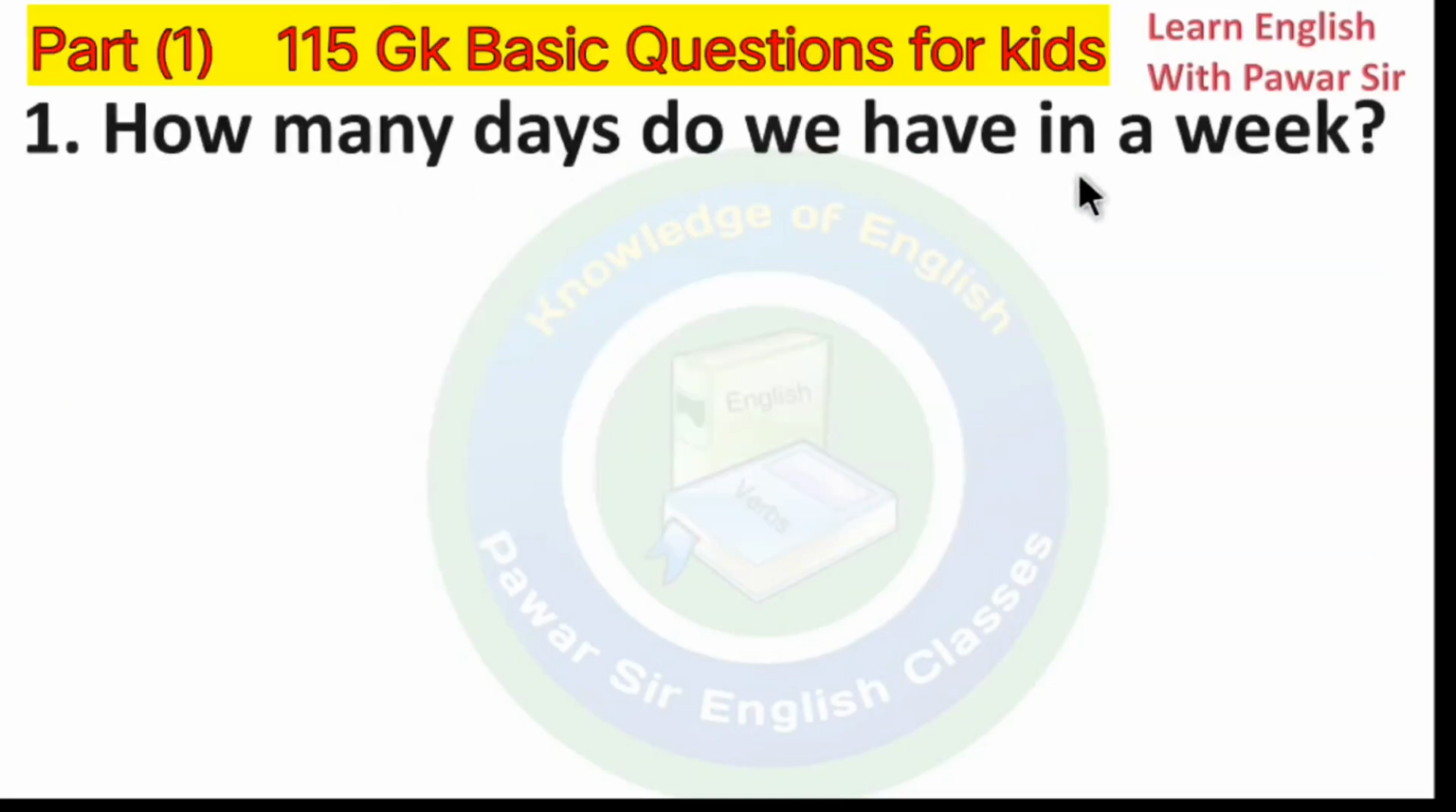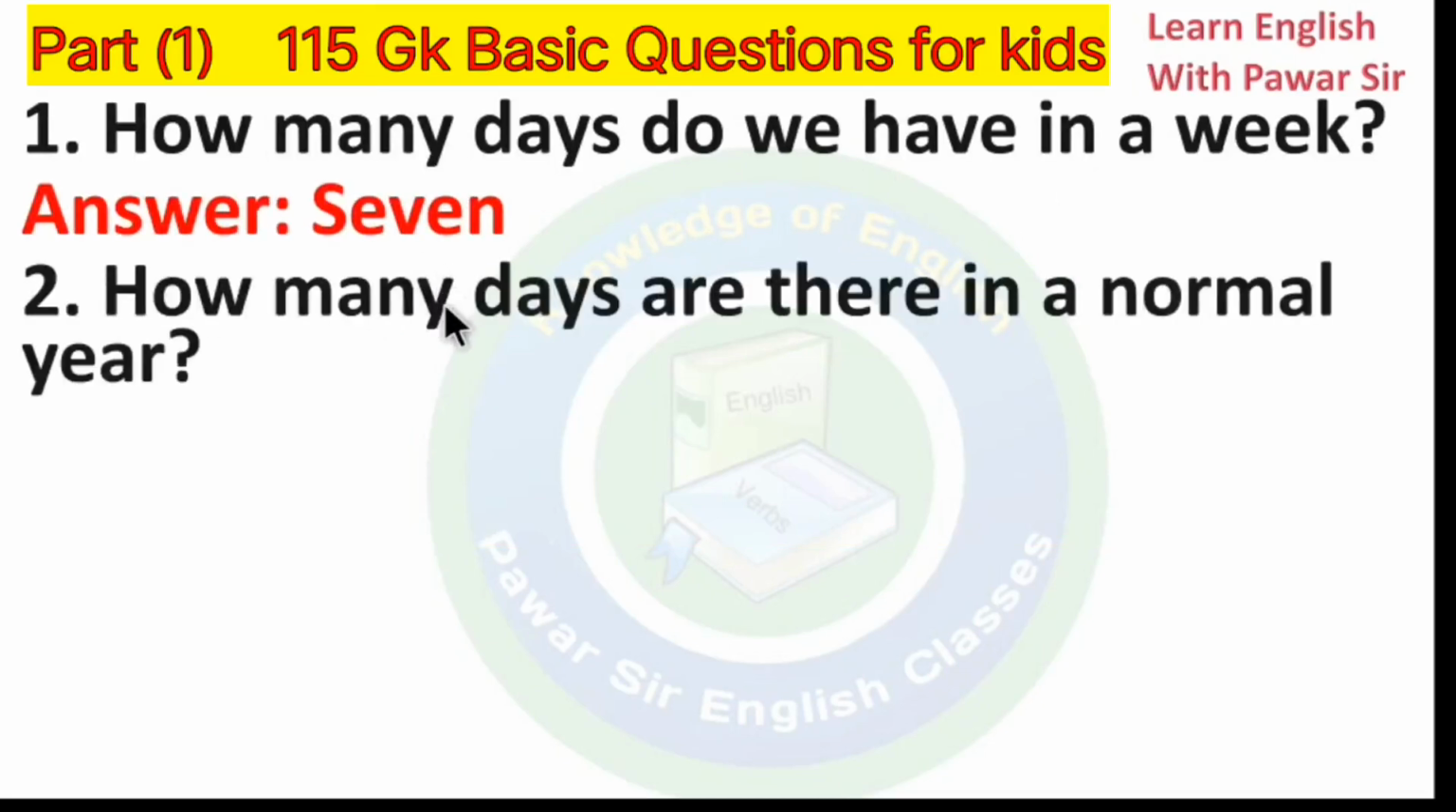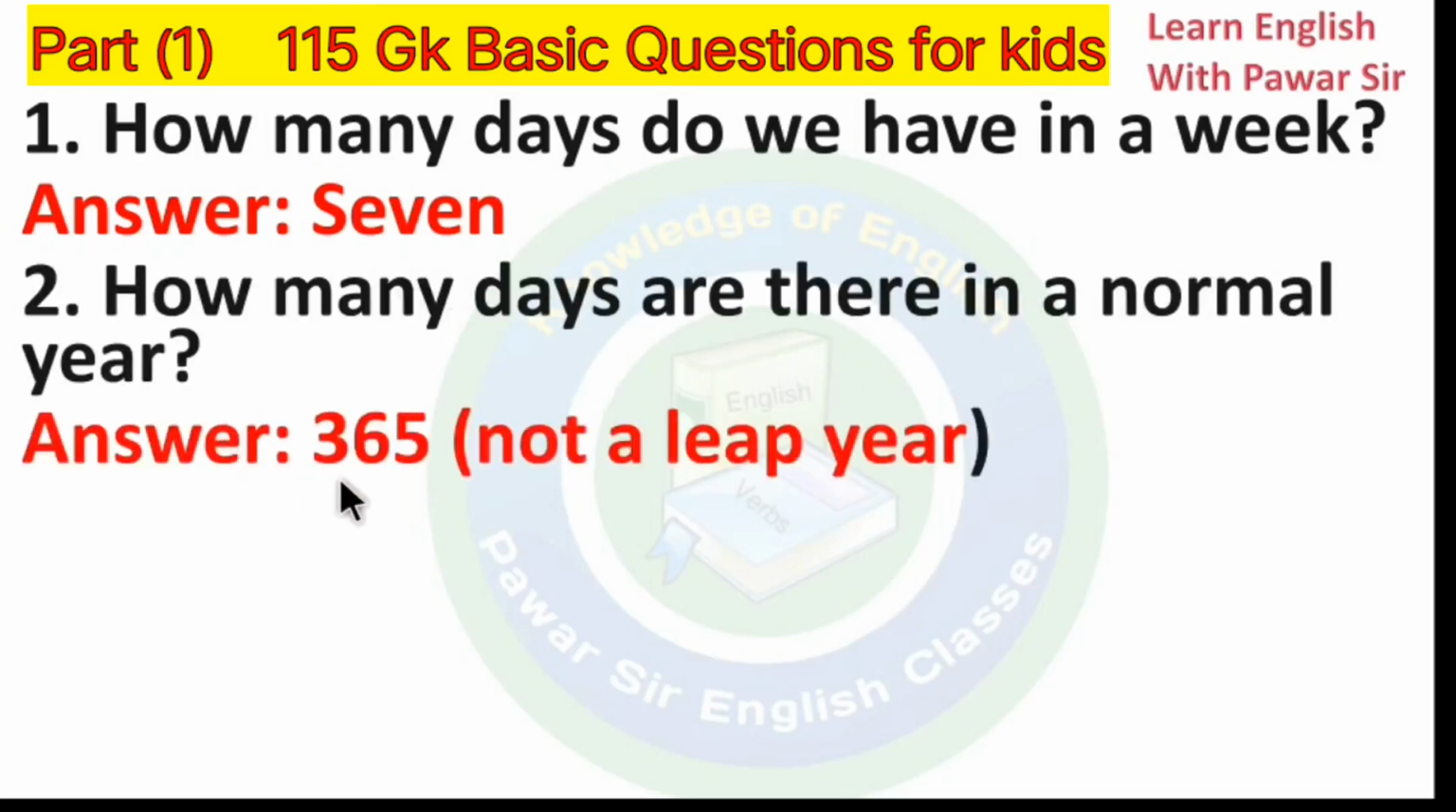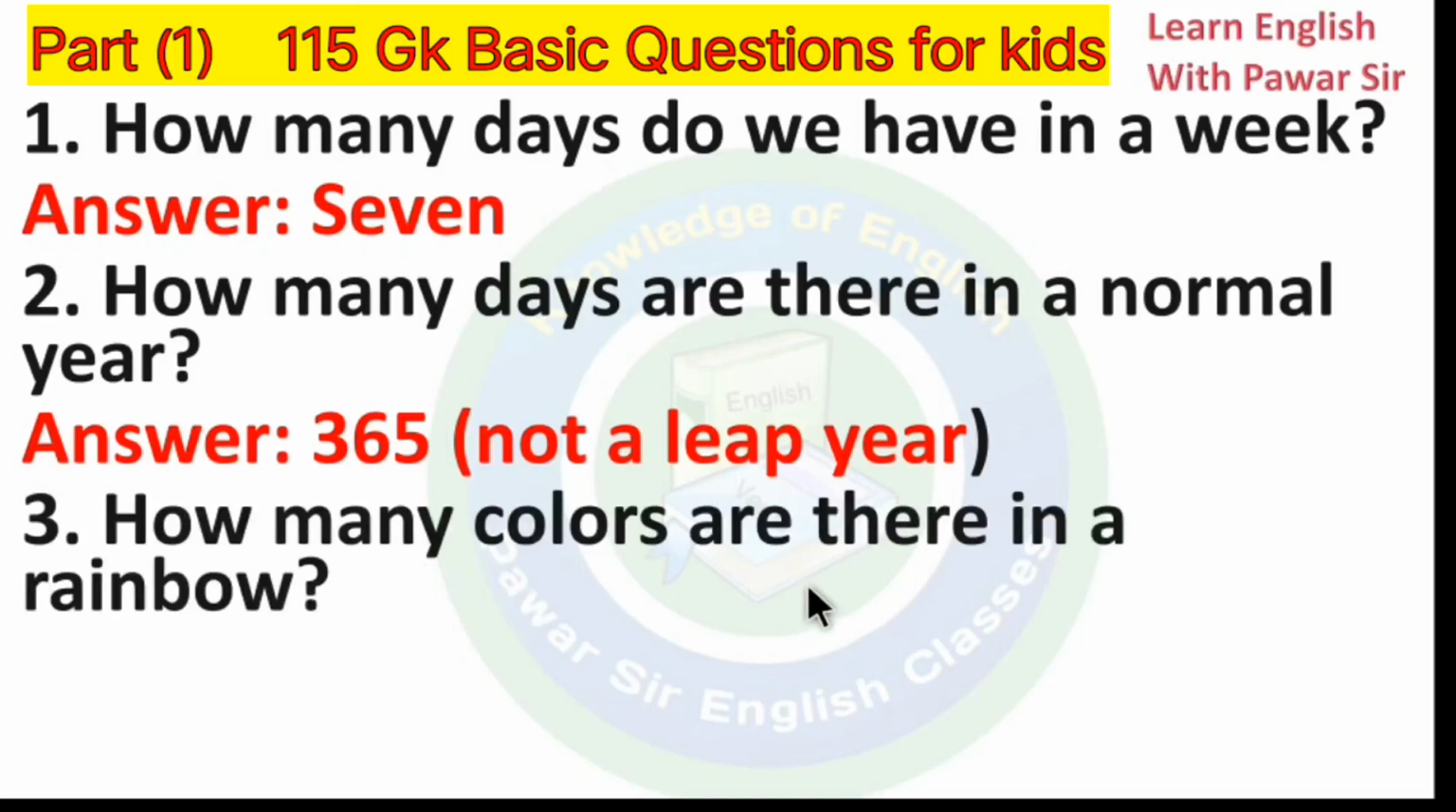How many days do we have in a week? Answer: 7. How many days are there in a normal year? Answer: 365, not a leap year. How many colors are there in a rainbow? 7.